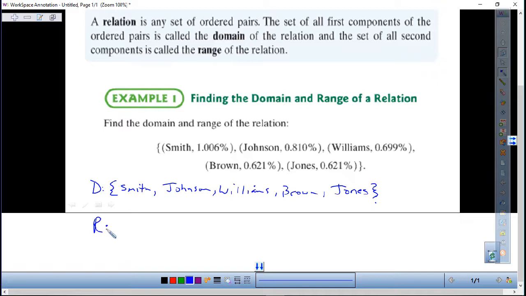The range is the set, so we get the pointy brackets again, of all the second elements. Now, you only have to list all the ones that occur. If something repeats, you don't have to list it twice. So in this case down here, I'm not going to have to write 0.621% twice. So you got 1.006% and 0.810% and 0.699% and 0.621%, and then that's all of it. Because right there with those four numbers, we've listed every second element that occurs in any of those ordered pairs.